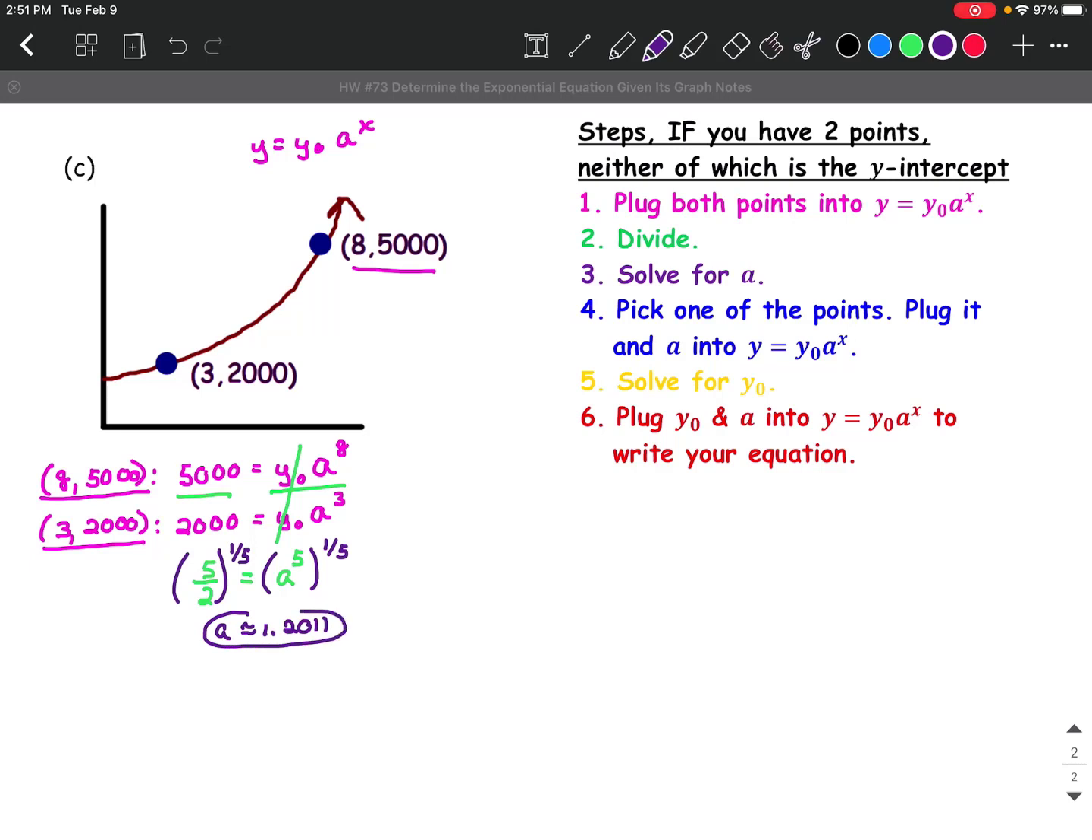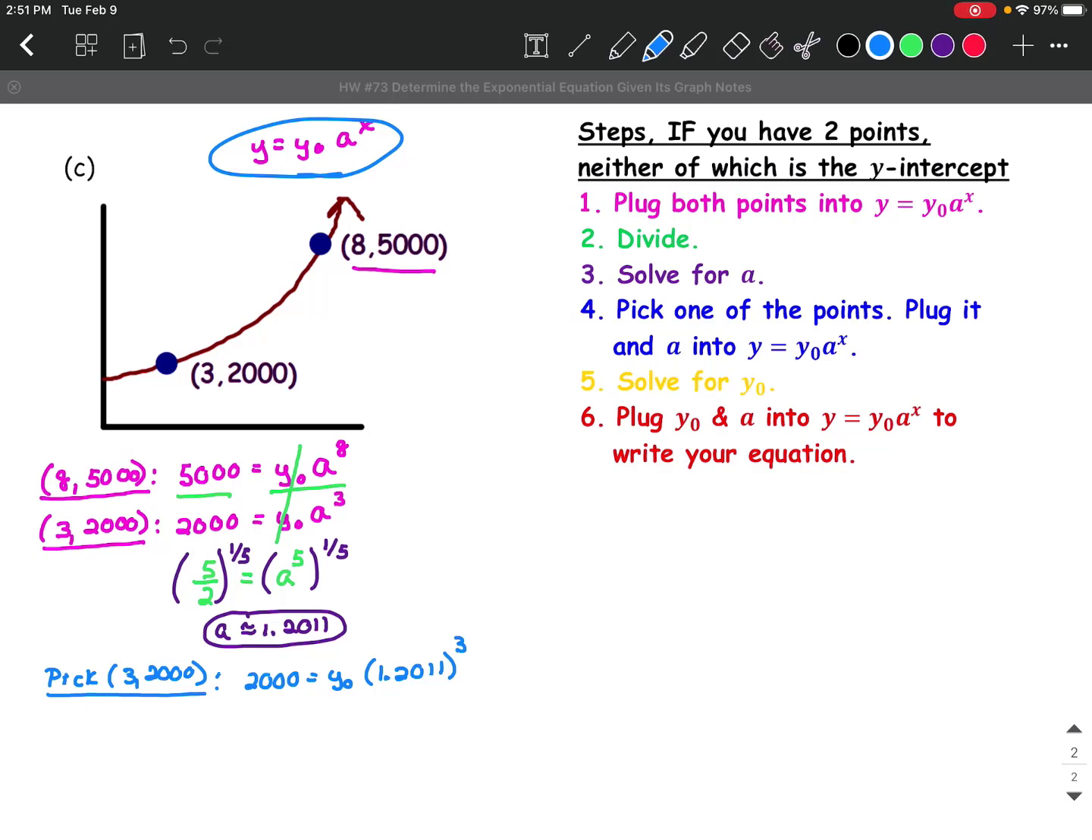So we'll use this. Now we get to pick whichever point you like. It's totally optional. I'm going to pick the point 3, 2,000, and it's okay if you pick the other one. And we're going to plug into our exponential equation again. The y value is 2,000. I don't know y naught, but now I know that my a is 1.2011, and I'm going to raise this to the x, which is 3. Now I only have one missing variable, which is my y naught, so I can solve.